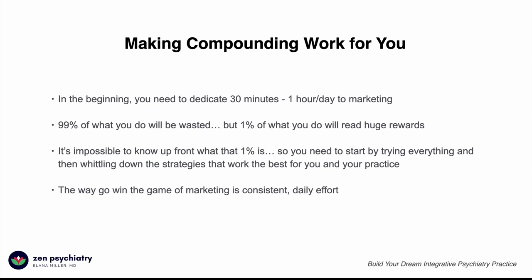This is the thing. 99% of what you do is wasted time, but 1% of what you do will reap huge reward. Sorry, that says read. It's supposed to say reap. But the thing is, it's impossible to know up front what that 1% is. It would be nice, right? Well, can't I just skip the 99% and just do that 1%? No, sorry. I wish you could, but you need to start by trying everything and then whittle down to the strategies that work best for you in your practice.